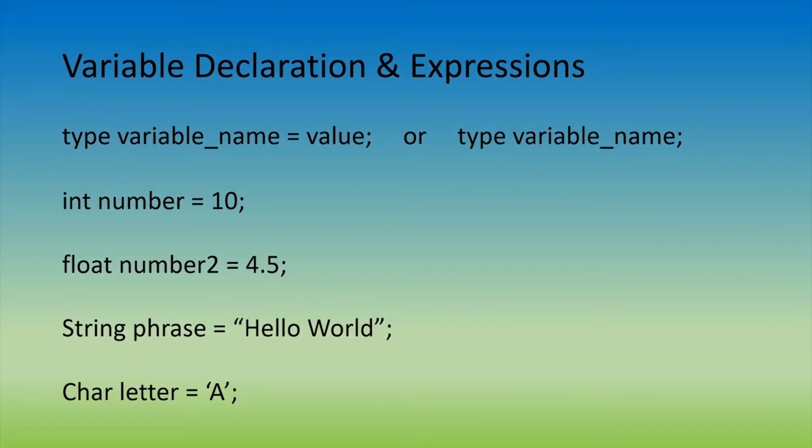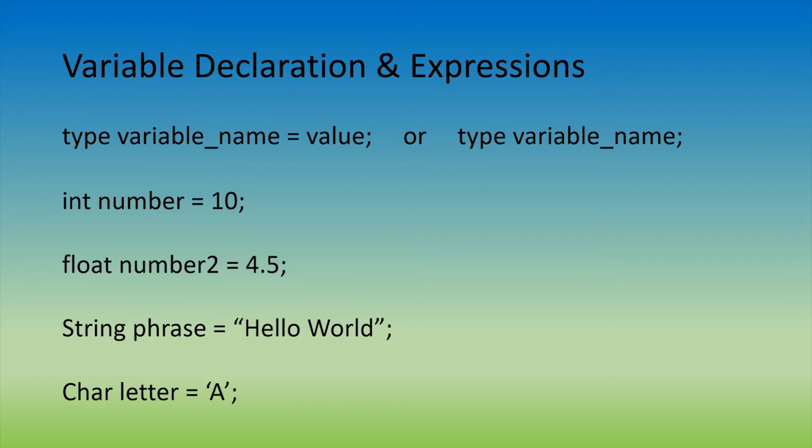To begin learning about the C++ language, you first need to know about variable declaration and expressions. Variable declaration is when a word or identifier is declared as a variable with a value and a data type. When creating a variable, we set its type, followed by the variable name, and then we set it equal to a value if we want to, though it is not required.